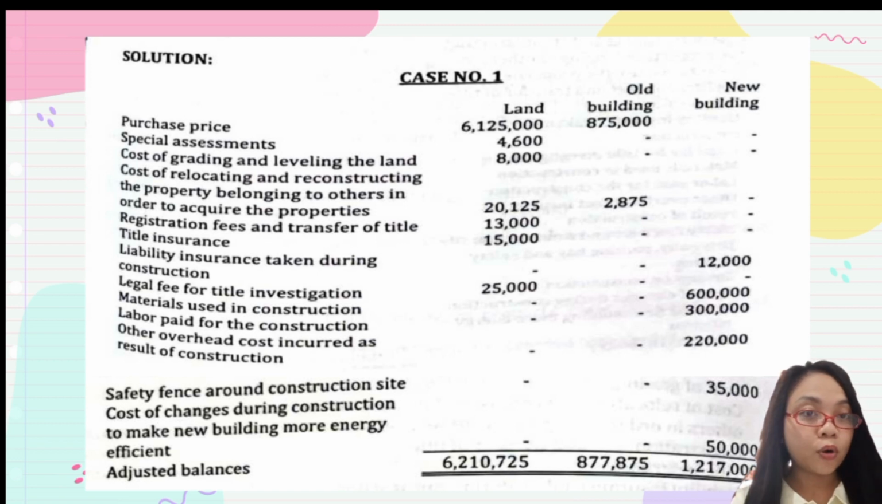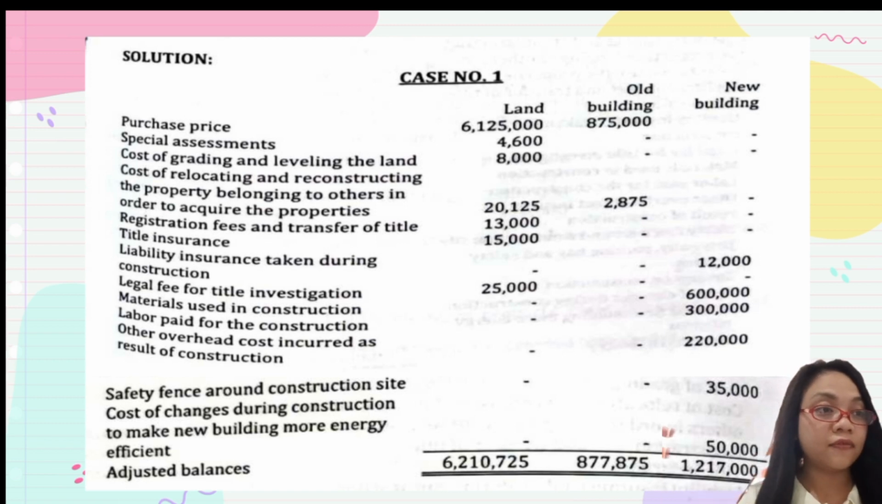And for the old building pod na fair value na 500,000 divided by the total fair value na 4 million, mo come up to 12.5%, and 12.5% of the total cost of relocating and reconstructing the property na 23,000 is 2,875. So, mao na ang allocated cost of each property.